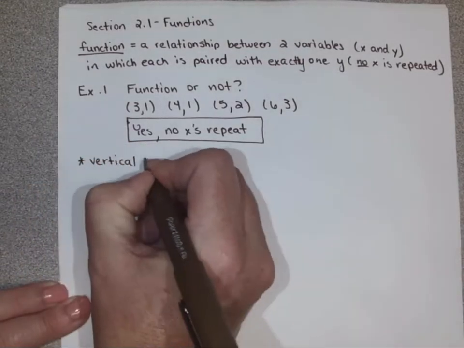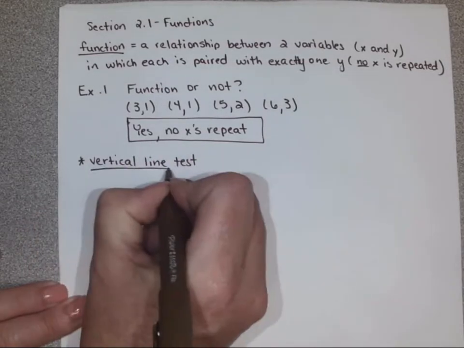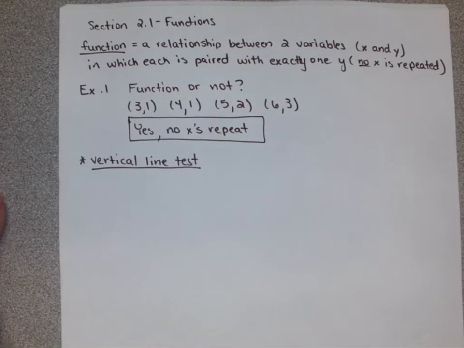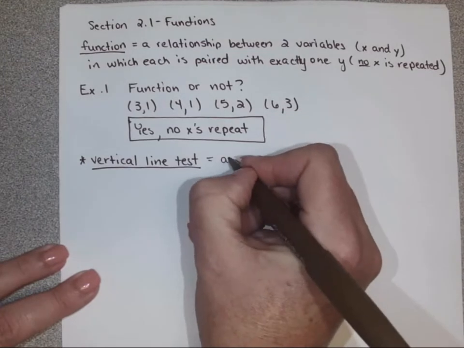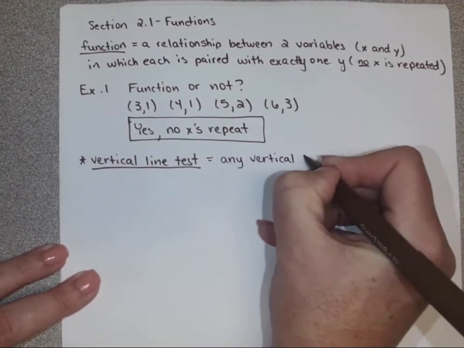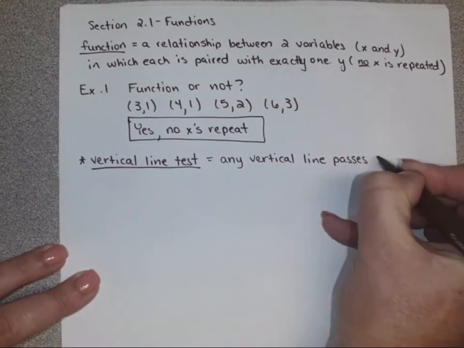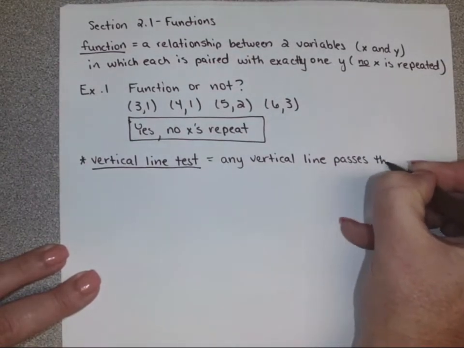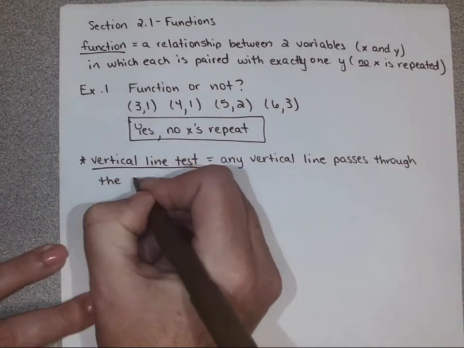So that's one way to tell if something's a function. I tend to put stars by things that are really important that I want you to remember. An alternative way to tell if something's a function or not is by the use of the vertical line test. Here's what the vertical line test says. It says that any vertical line that you could ever draw should only pass through the graph of a function once. And if it can pass through more than that, then it is not a function.